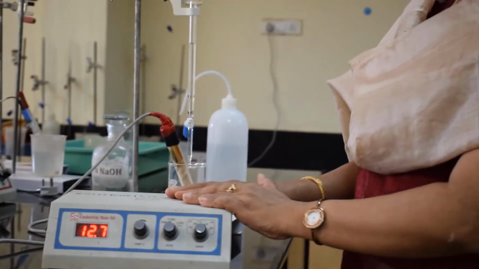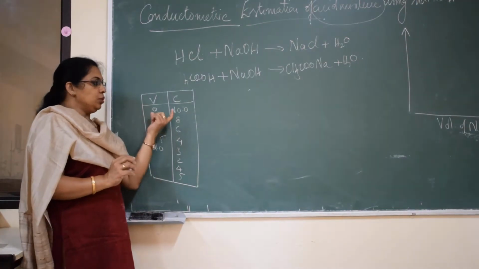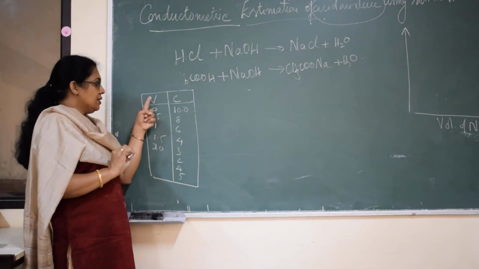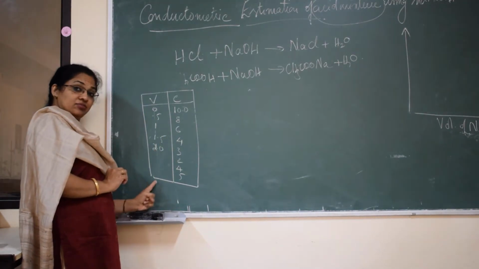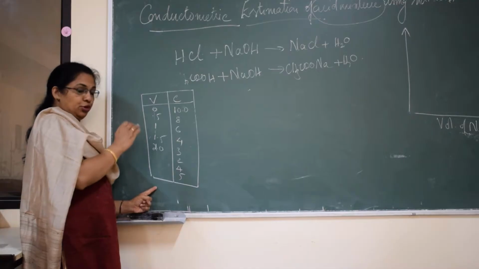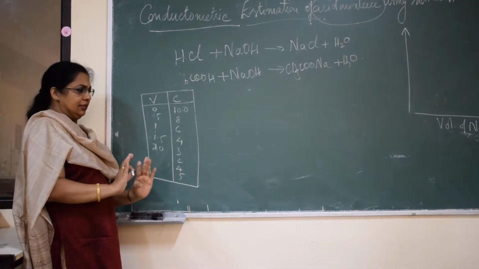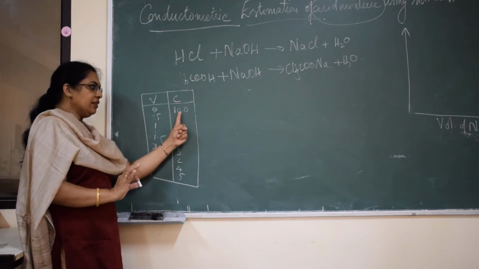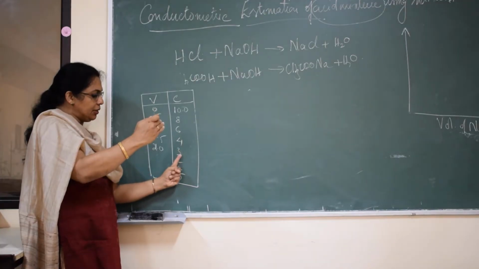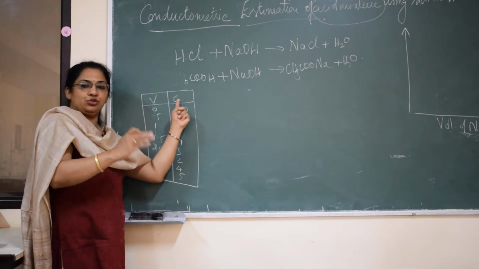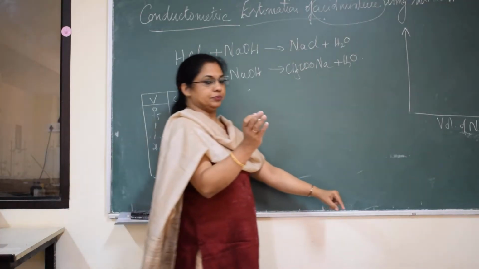Now I'll explain what is happening here and why this change is happening. What I have done just now is add 0.5 cc of sodium hydroxide at a time, till 10 cc, and note down the conductance. That's all I did, nothing else. We have seen there was initially some value, then the value decreased slowly, then after some time the value increased. I will plot the graph and show you how the graph looks.